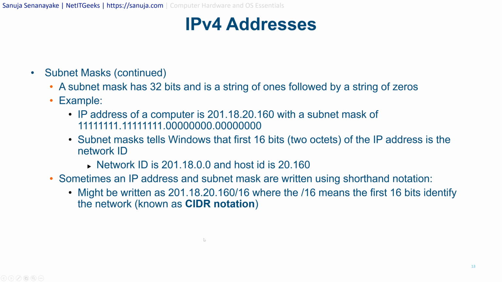Sometimes an IP address and subnet mask are written using shorthand notation. It might be written, for example, 201.18.20.160/16. The /16 means the first 16 bits identify the network, known as CIDR notation. So that's all you need to know about how to read subnet masks for the A+ certification program.